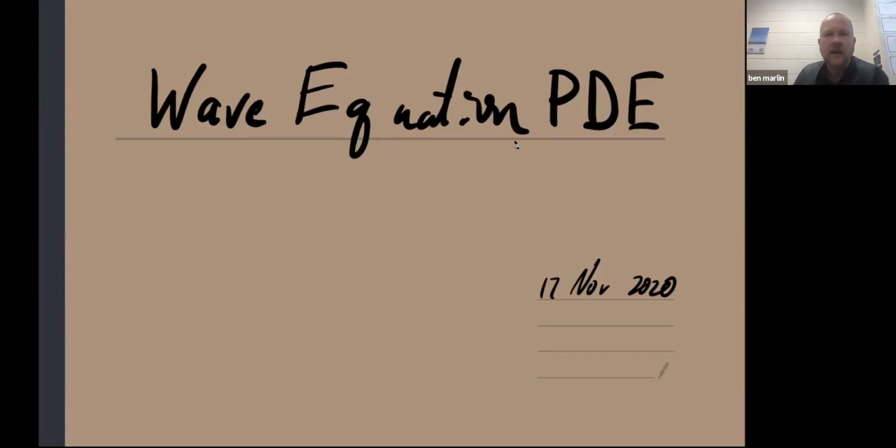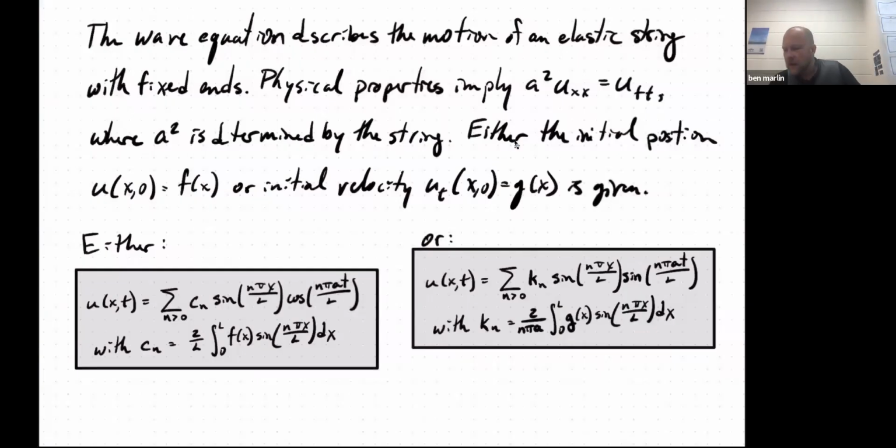So, yay. All right, so the wave equation, partial differential equation, what we're looking at here, we're describing the motion of an elastic string with fixed ends. So from physical properties, we get this equation of a squared u sub xx equals u sub tt. Now the a squared is going to turn out to be determined by the string. I forget exactly what it is. I think that the tension on the string, as well as the density of the string, is going to determine certain things about it, but it's going to be constant for a certain string.